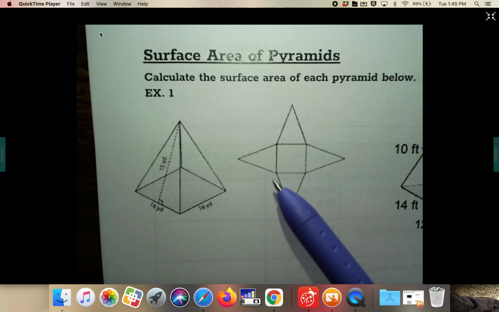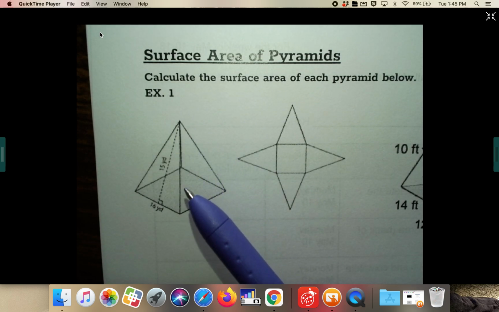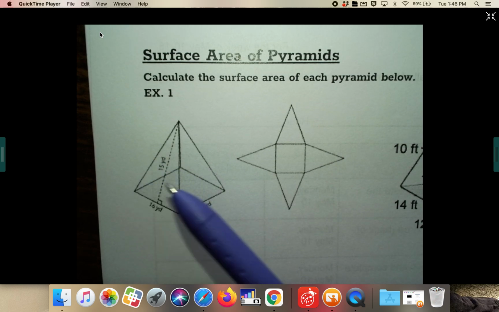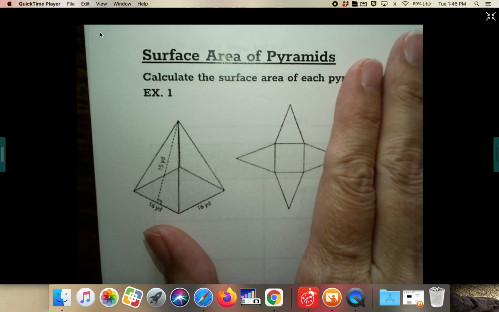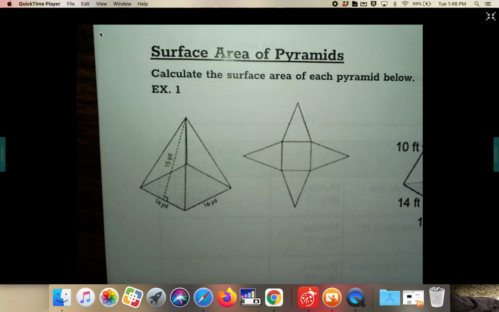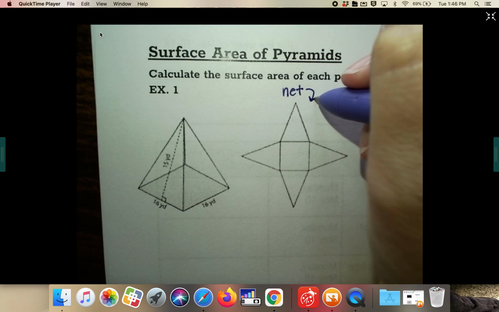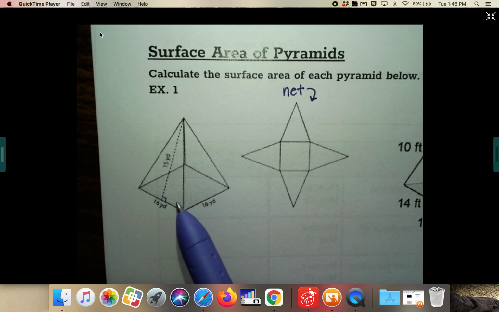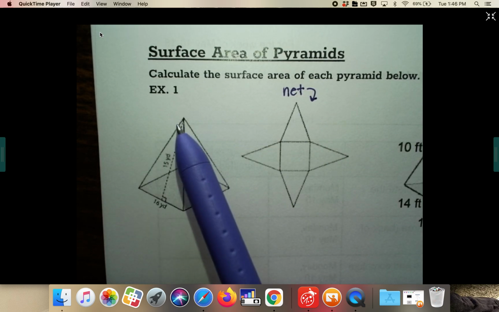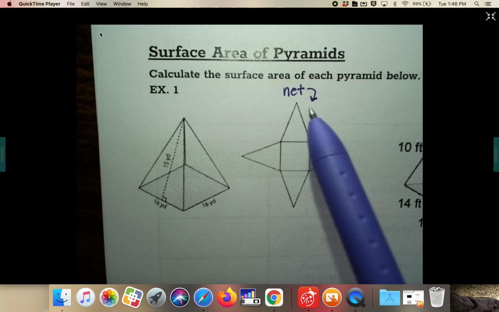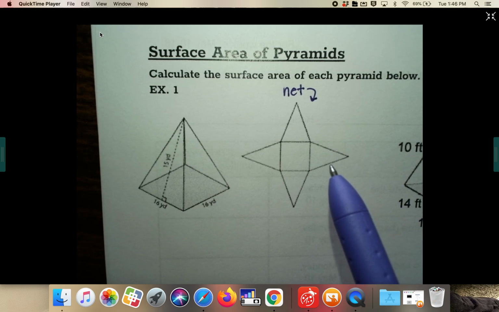If you were to cut right along the edges of this pyramid, it would lay flat. You could push it down and it would open up and lay flat looking like this. This is actually called a net, and a net is what is formed if you just cut all along the edges of your shape and lay it down flat and open it up. It's easier to find the surface area if you can envision what the net looks like.